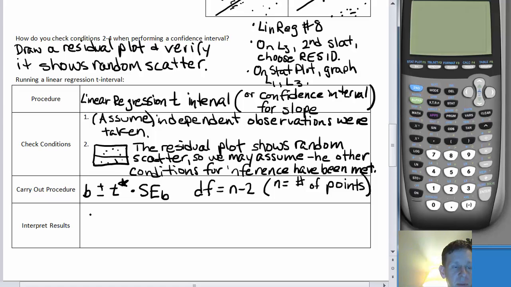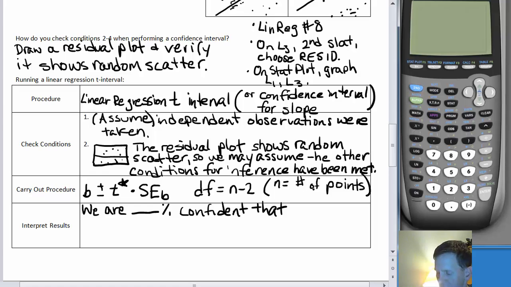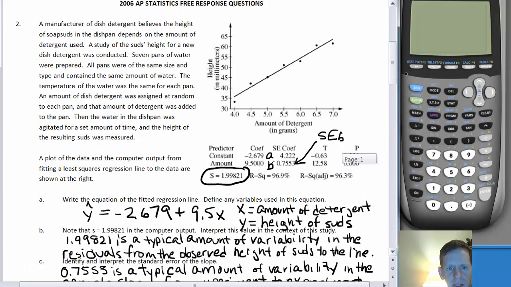When you interpret the results, it's been a while since we've done a confidence interval, so you might remember that we started with "we are blank % confident that." And in this situation, we want to interpret what the population slope is. Now, when we interpreted the slope yesterday, we talked about the population slope referring to the mean. You're going to introduce what the y variable is here. So the mean, if we were dealing with the last problem, you would say the mean y was equal to height of suds. So the mean height of suds.